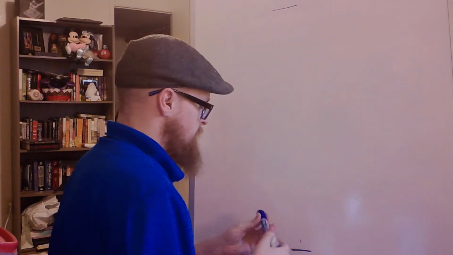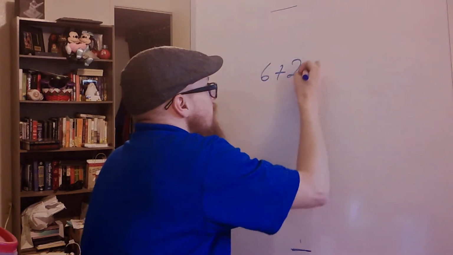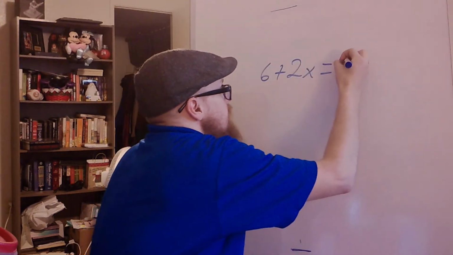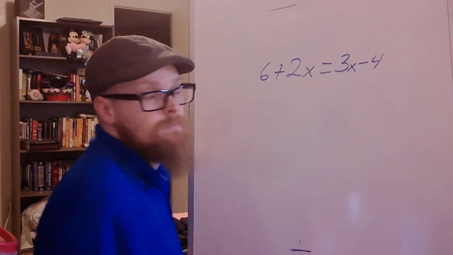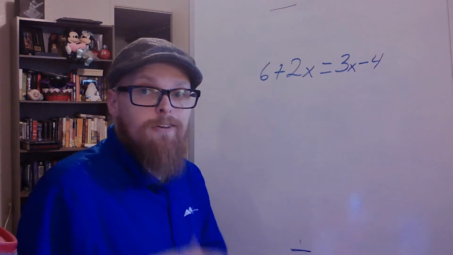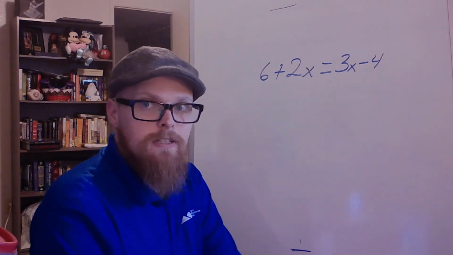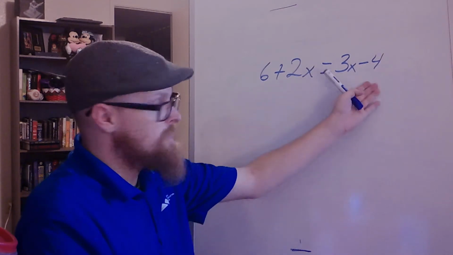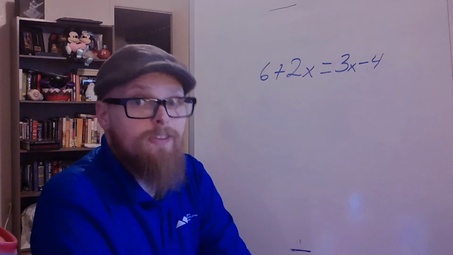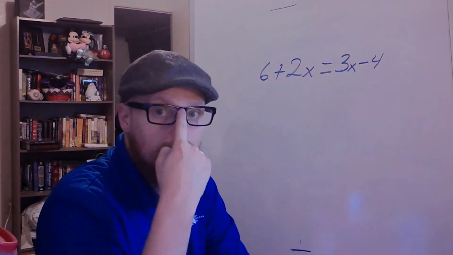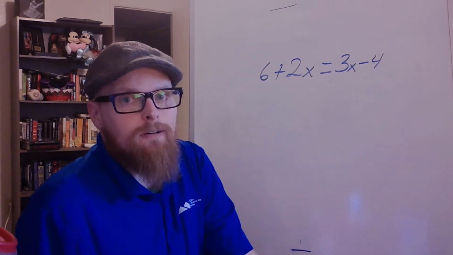For instance, sometimes you'll see 6 plus 2x equals 3x minus 4. So now you have to decide which side you want your x's on. Do you want them on this side, or this side? Your answer literally doesn't matter. You'll come out with the same answer either way. What matters is the type of numbers you're going to be working with.